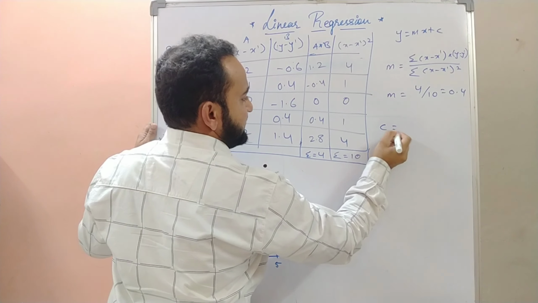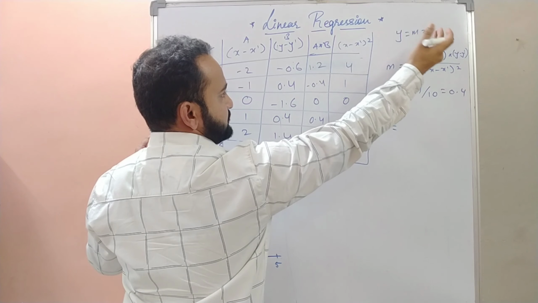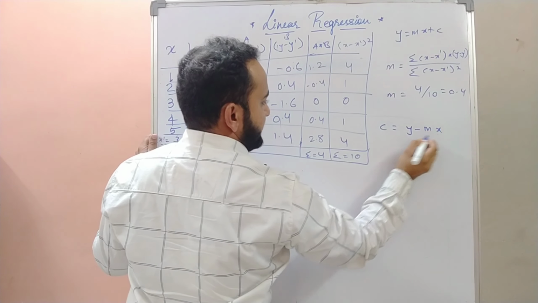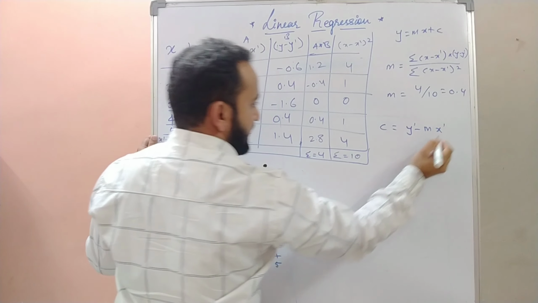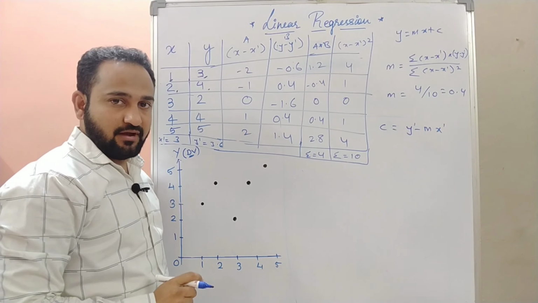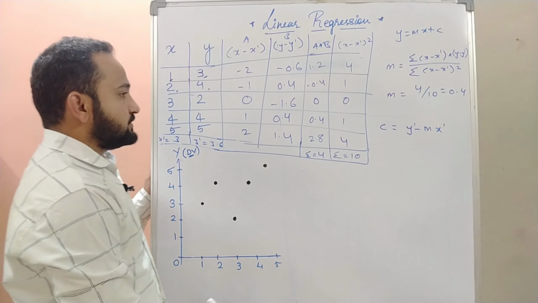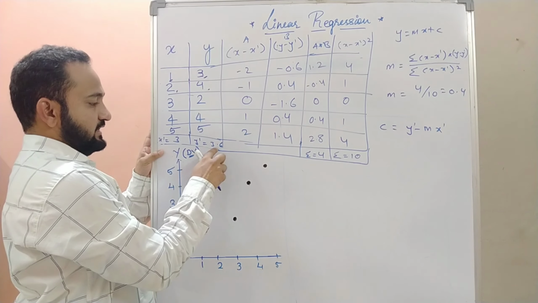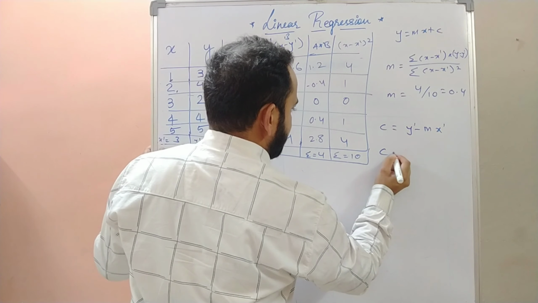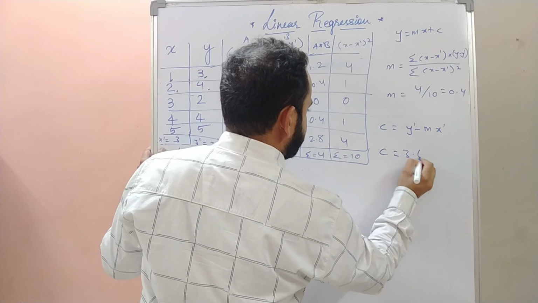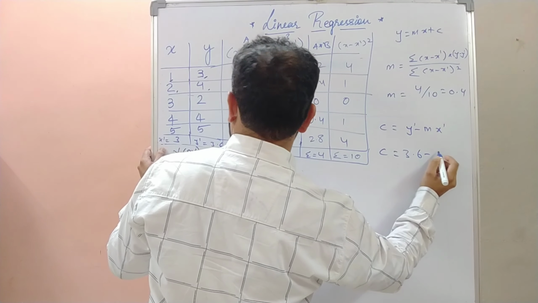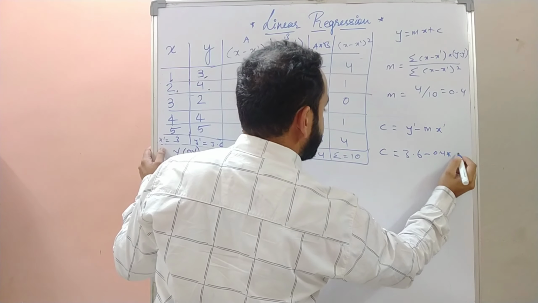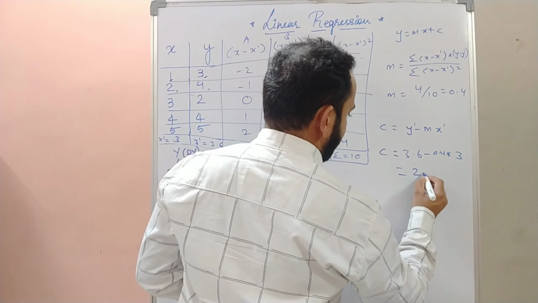Now how to calculate c? See the equation: y equals mx plus c. So c will be equal to y minus mx. Here we have to put the value of y and x. Instead of y and x, we have to put the value of y dash and x dash. So we have the value of x dash as 3 and the value of y dash as 3.6. So put y dash as 3.6, minus the value of m, 0.4, into the value of x dash, that is 3. That comes out to be 2.4.